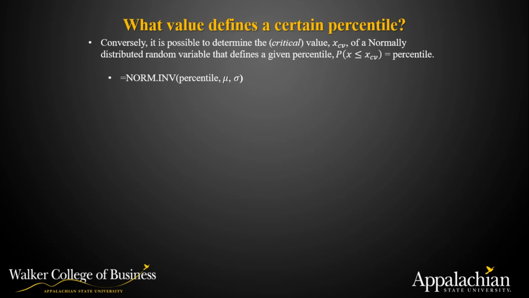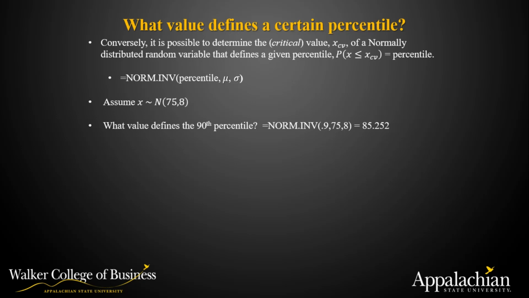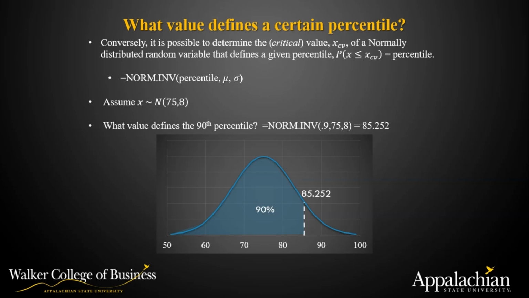So again, let's assume that x is normally distributed with a mean of 75 and a standard deviation of 8. If we want to know what value defines the 90th percentile in this distribution, we simply type in equals norm.inv, 0.9 for the 90%, comma, the mean of 75, comma, the standard deviation of 8, and hitting enter will reveal that the value is 85.252.